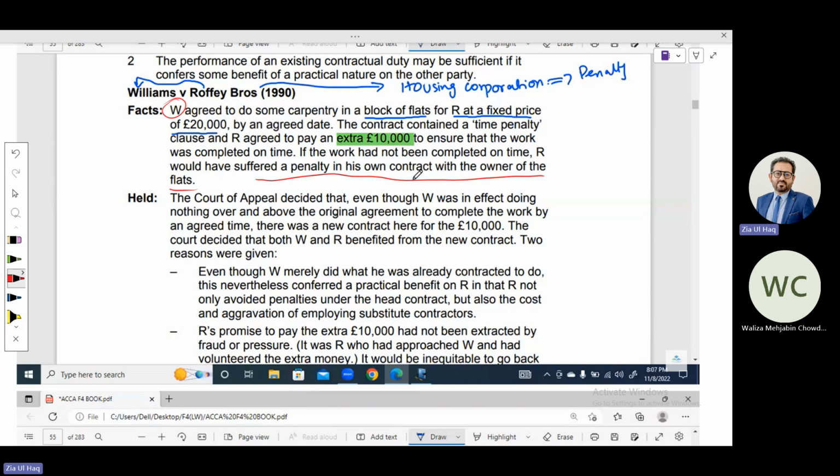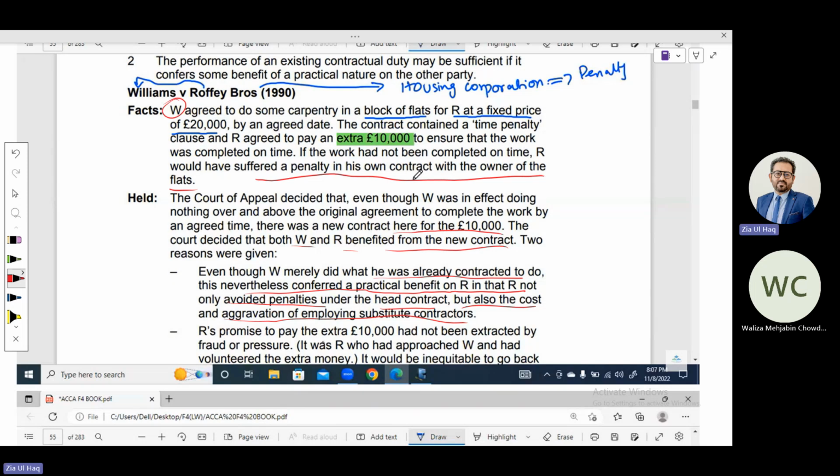The Court of Appeal decided that even though W was in effect doing nothing over and above the original agreement to complete the work by an agreed time, there was a new contract here for the 10,000 extra payment. The court decided that both W and R benefited from the new contract. Two reasons were given. Even though W merely did what he was already contracted to do, this nevertheless conferred a practical benefit on R in that R not only avoided penalties under the head contract, but also the cost and aggravation of employing substitute contractors.